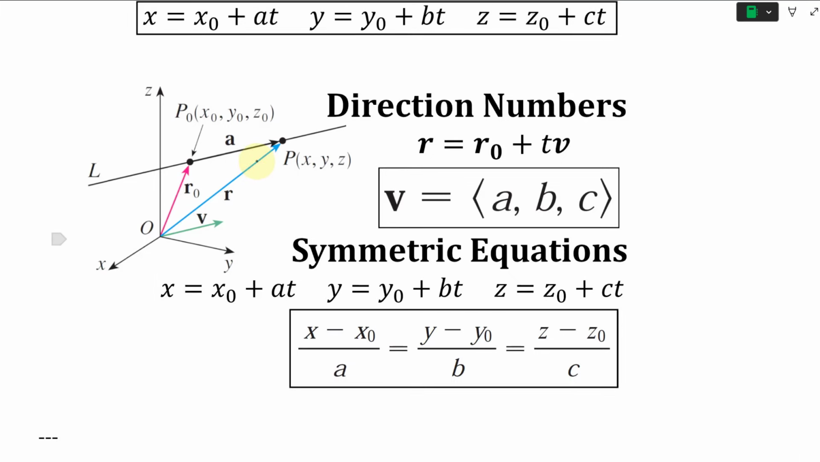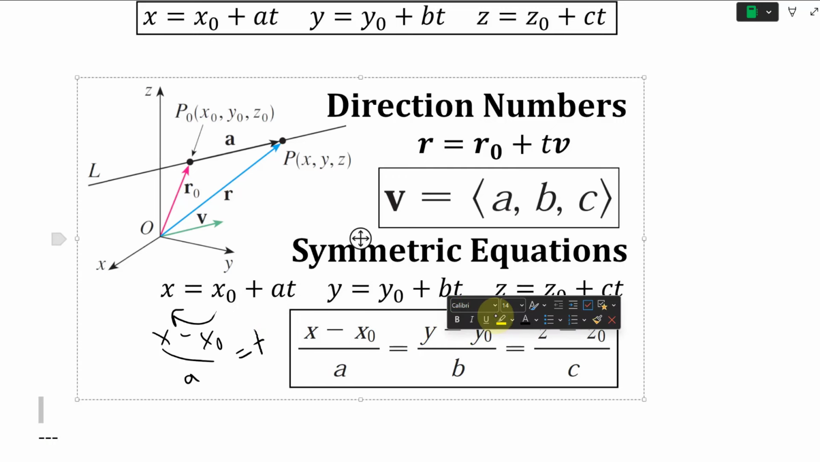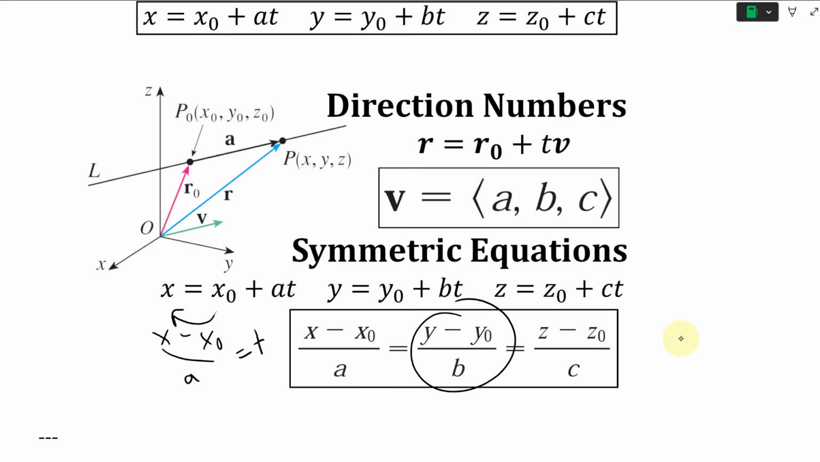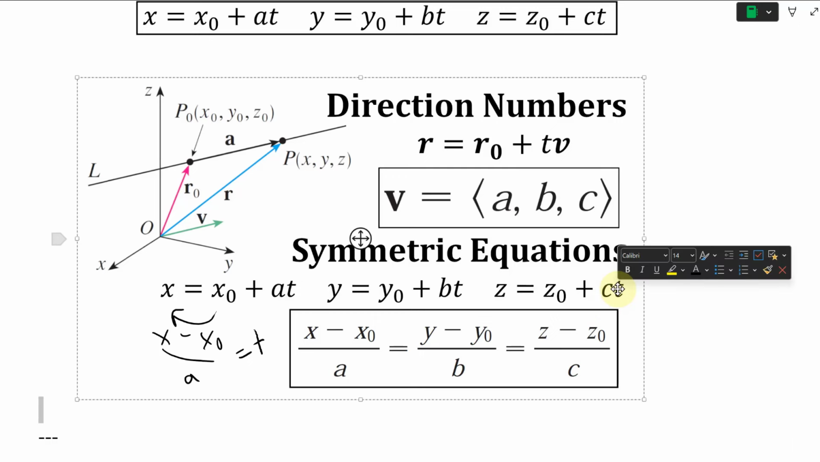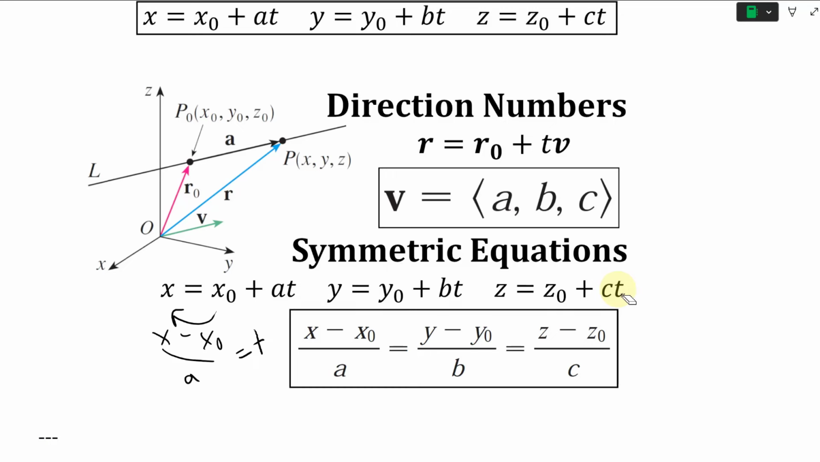So in other words, move this here, so x minus x naught, and then divide this by a equals t. And similarly y, so move the y over, you're going to get y minus y naught divided by b is equal to t. And then similarly for z, z minus z naught divided by c is equal to t. And then the t's all equate, so you get the symmetric equations of a line right here. So that's epic stuff there.